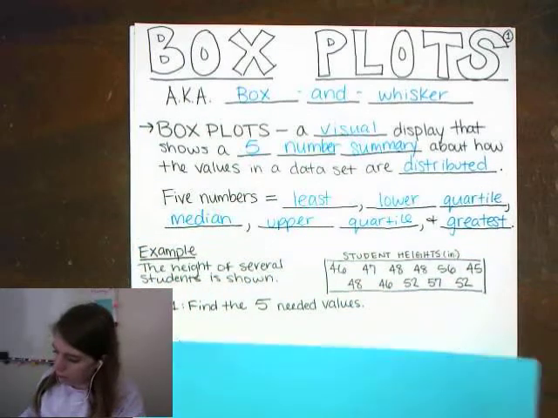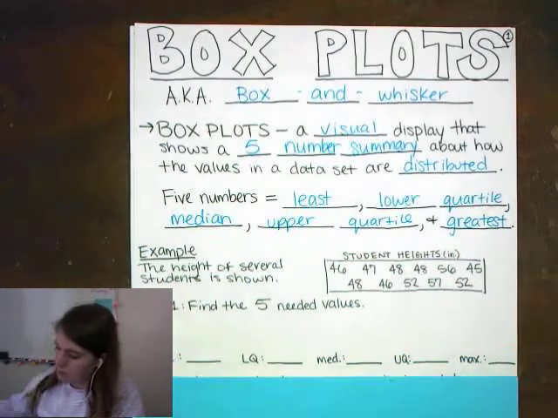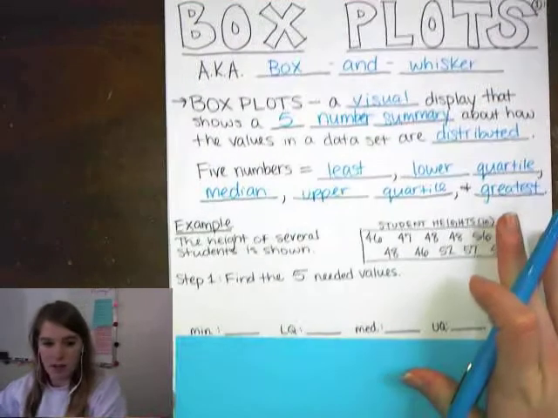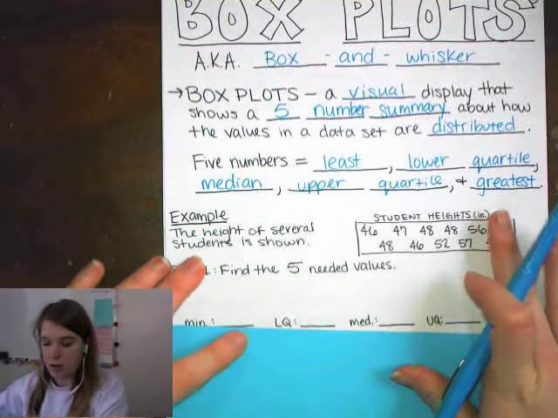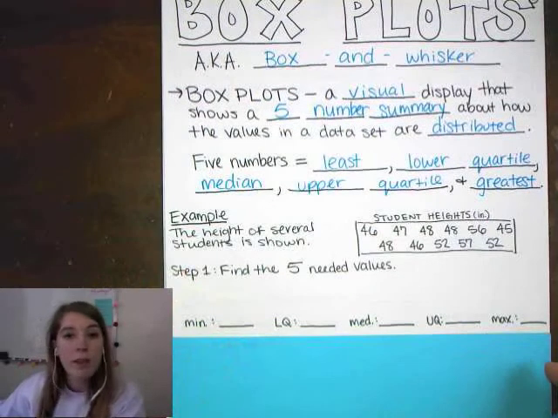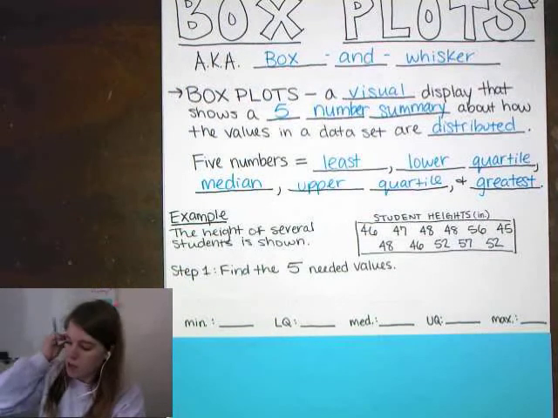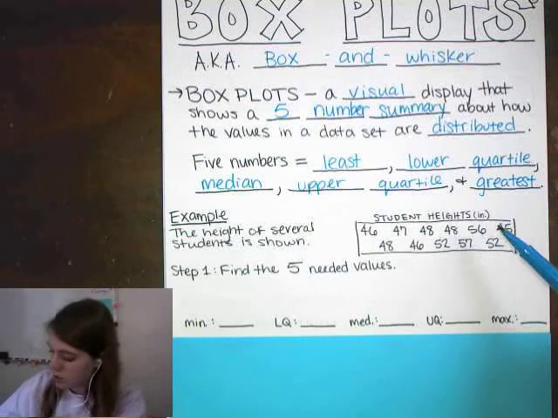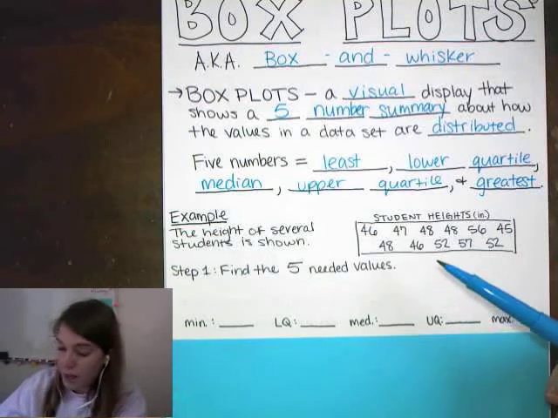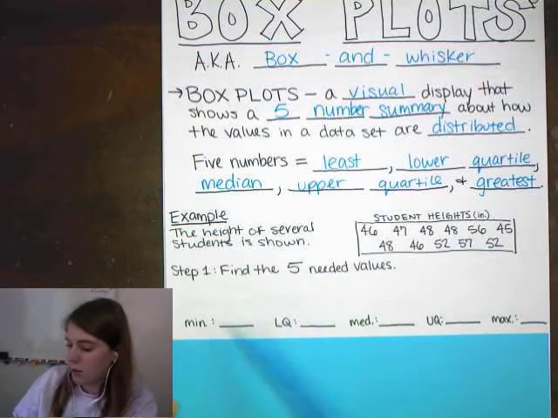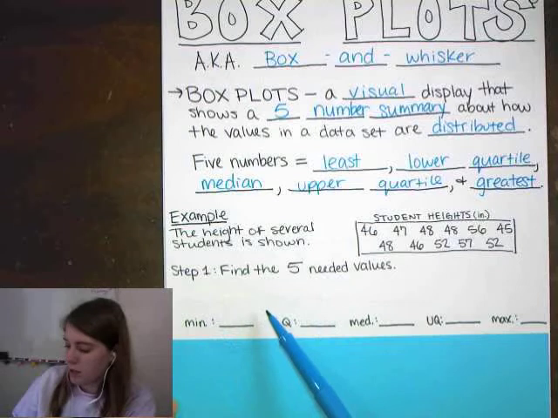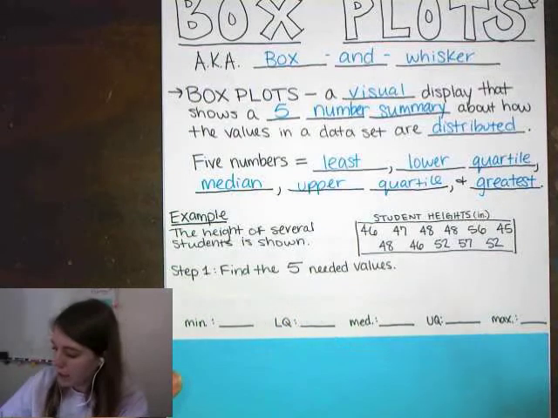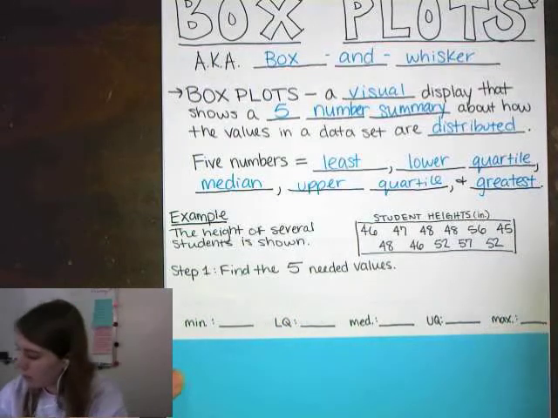So an example. It's another set of student heights. This is not the same data set from the other lesson, so you cannot skip this step here with me and just use those numbers, because these are different. But we've got another set of student heights in inches. The first step of making a box plot is to find those 5 needed values. Everything we did in the last lesson is combined into one step here, because that's just the first part of the box plot.